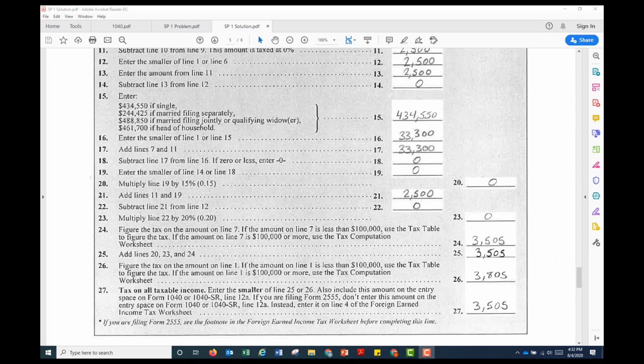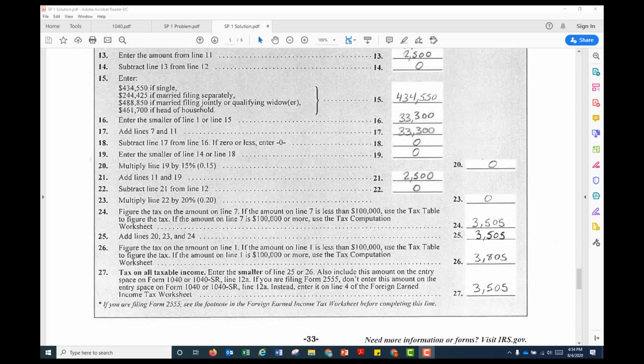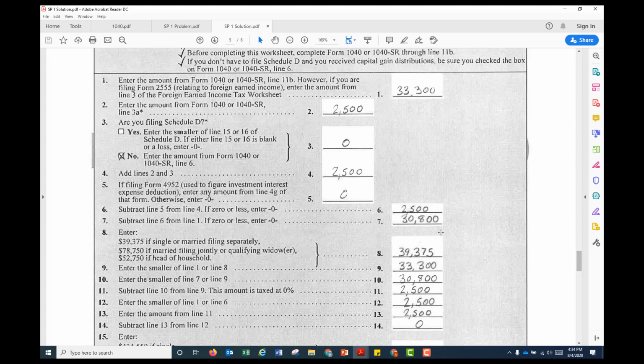Below the income threshold at each income range level. Now we arrive at line 24, which we need to find the tax on line 7. What is line 7? Let's take a look. Line 7 is $30,800. That's the amount of taxable income excluding the qualified dividends.